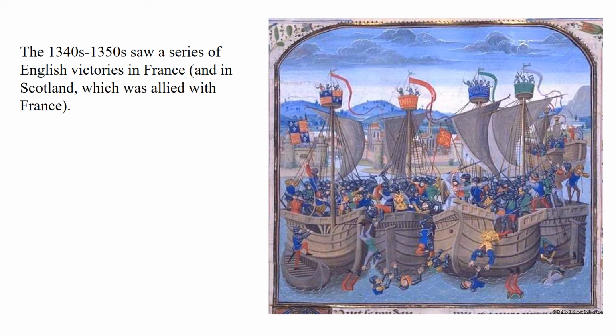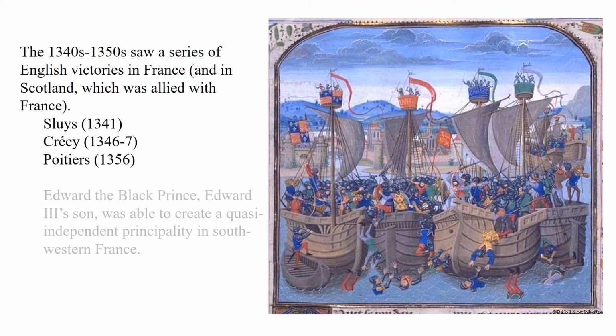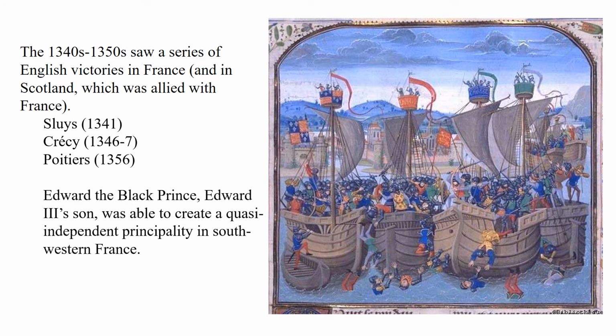The 1340s to 1350s saw a series of English victories in France, and in Scotland, which was at that stage allied with France. These included Sluis, a naval battle in 1341, Crécy, and Poitiers. Edward the Black Prince, Edward III's eldest son, was able to create a quasi-independent principality in southwestern France. In 1360, the Treaty of Brittany secured a truce, but only for a while.